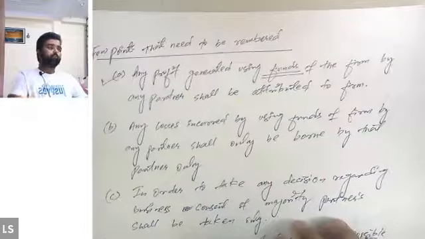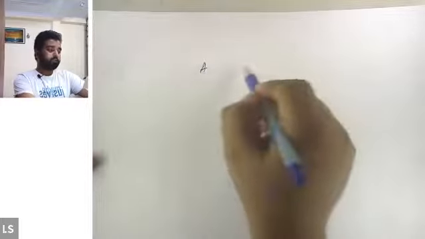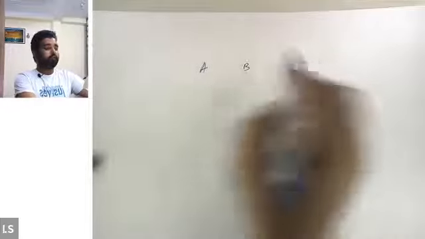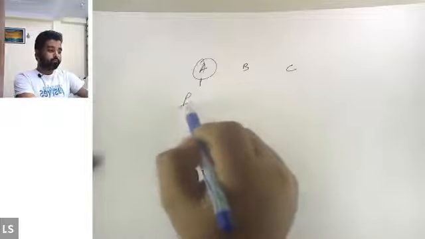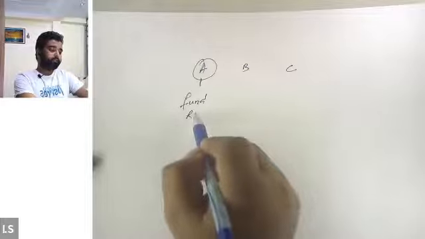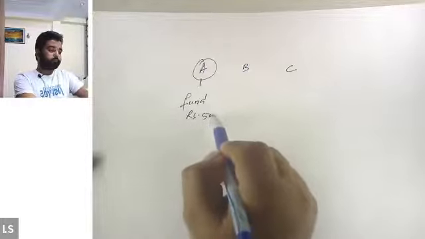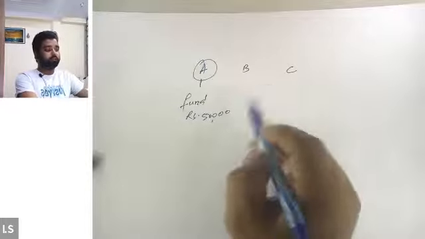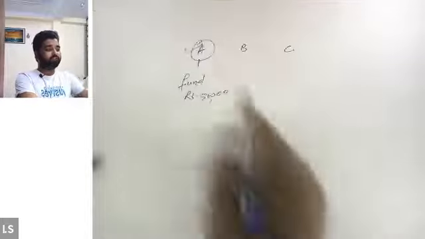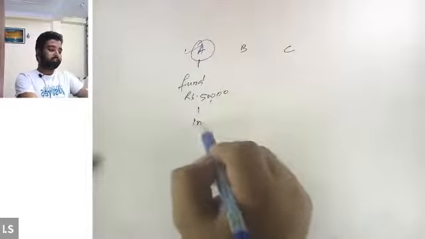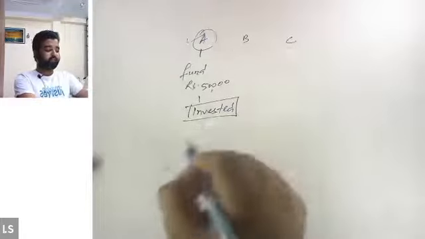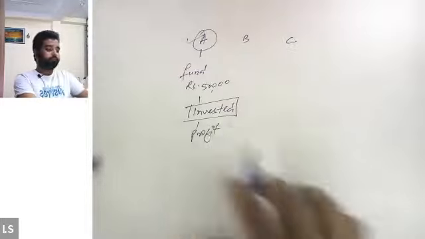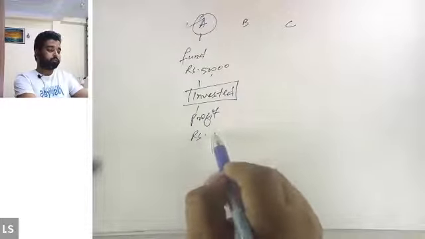So what does this mean? It means that, let's suppose there are three partners, A, B, and C. And Mr. A has used funds, let's suppose rupees 50,000, that belong to the firm. Mr. A is using rupees 50,000. He has invested this amount somewhere, and on this investment of rupees 50,000, he has generated a profit of, let's suppose, rupees 20,000.